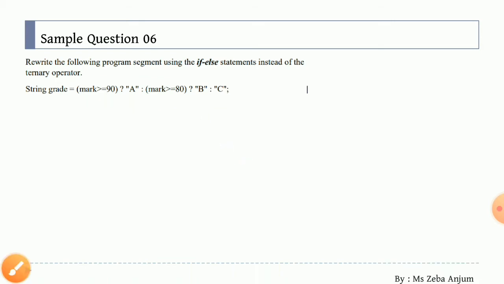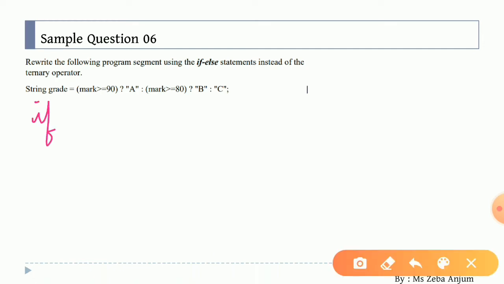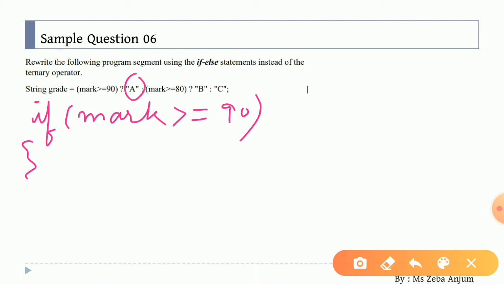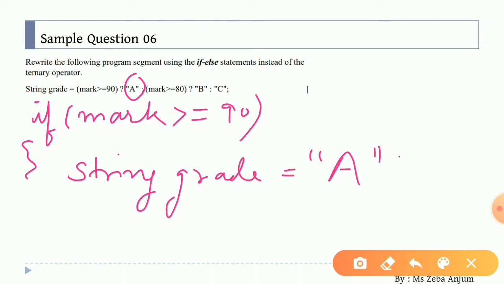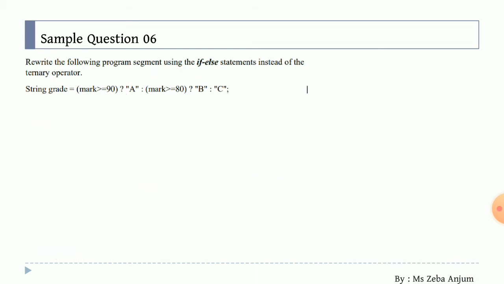Okay, now write down. Firstly we are writing out if, then in bracket mark greater than equals to 90. Okay, now in the true statement you are having only A, and the value is going to be stored in string grade equals to capital A. Now we are having our else part. Now see, in the else part we are having again a ternary operator. Yes, so I am just erasing this portion and continuing my answer from the else part.